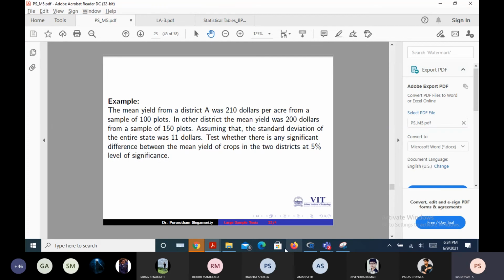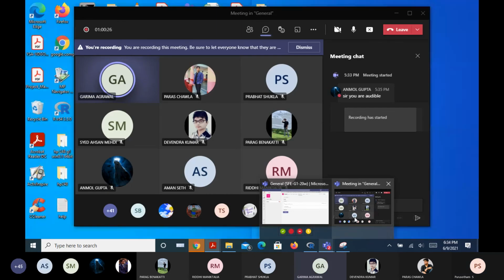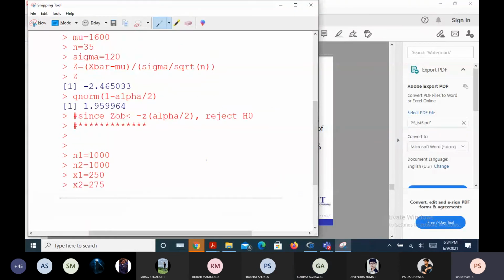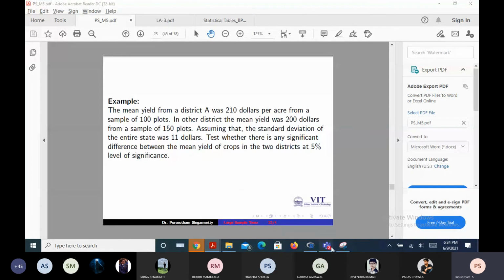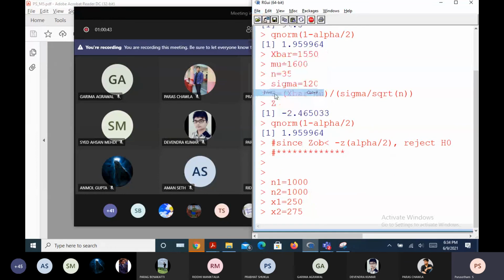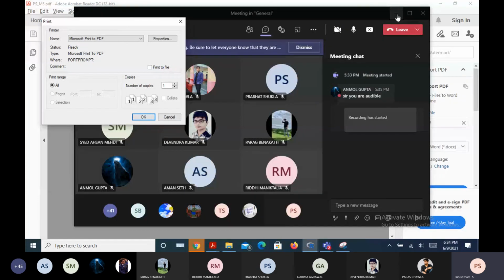I'm just showing the question once again. You can take a snapshot. The way we did it last time, copy the code and paste it in Word, same way. If you have a print option, use it. Along with this example, whatever you practiced so far in the lab session, that also you add and upload.